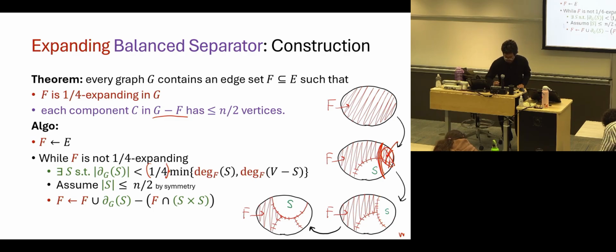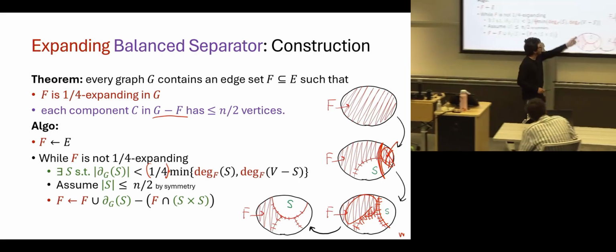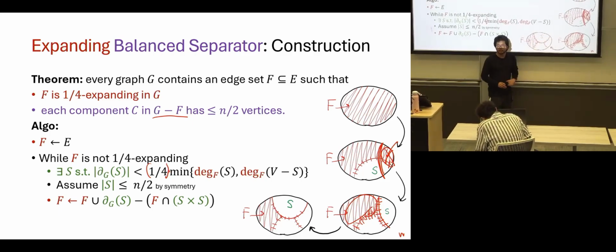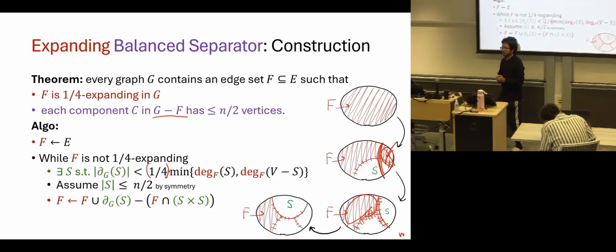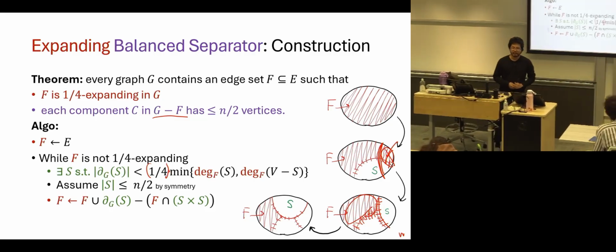So F becomes like this. Everything but this part, and these edges and these edges. And maybe I can continue. Maybe it looks like this. Is it clear, the algorithm? Okay.